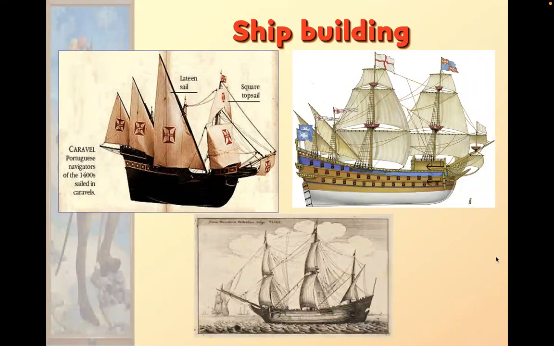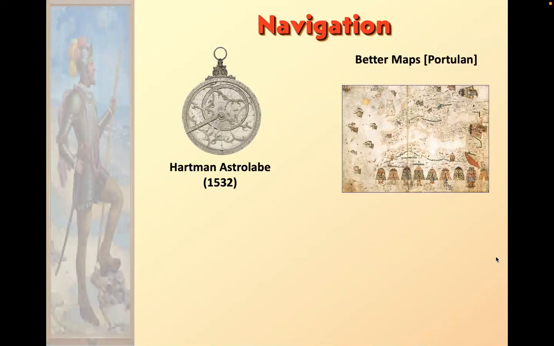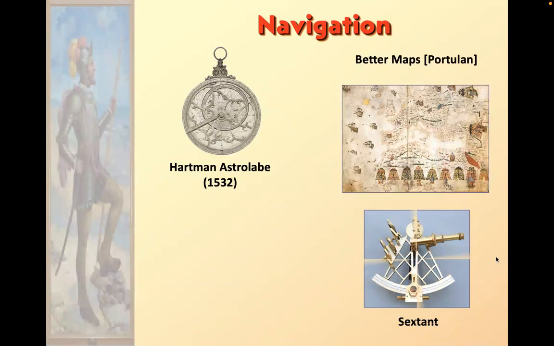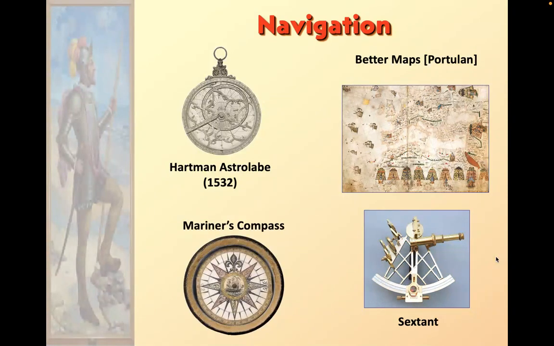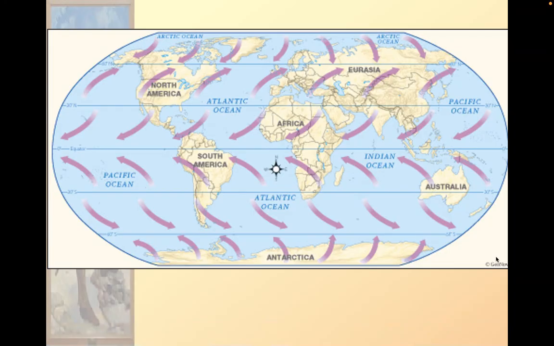fulfilling their economic goals. Navigation-wise, the Europeans made better astrolabes, better maps, created portolan charts, created the sextant, and perfected the mariner's compass to make navigation more accurate and easier. They also learned what's known as the volta do mar. Everywhere in the world, we have a system of winds and currents that go around in a gigantic circle. A sailor could use these winds to their advantage to get where they needed to go.